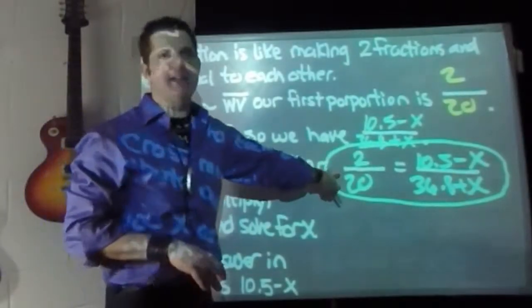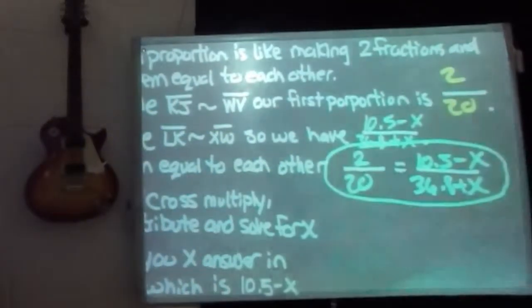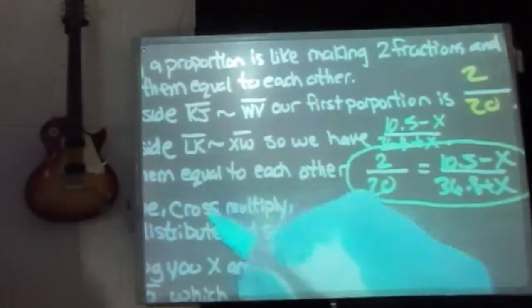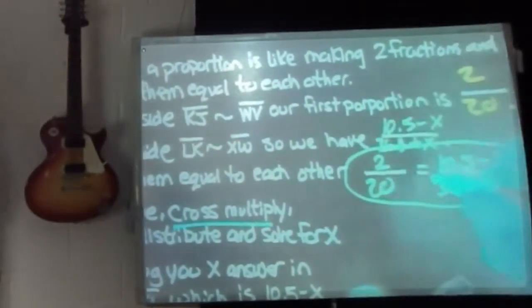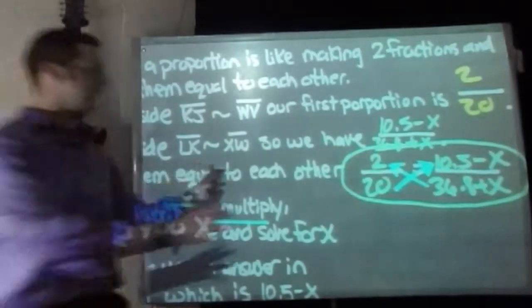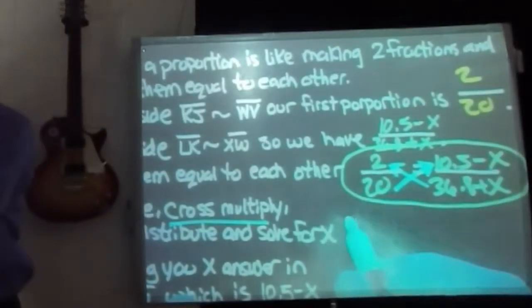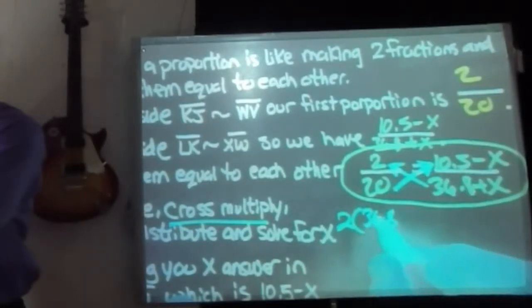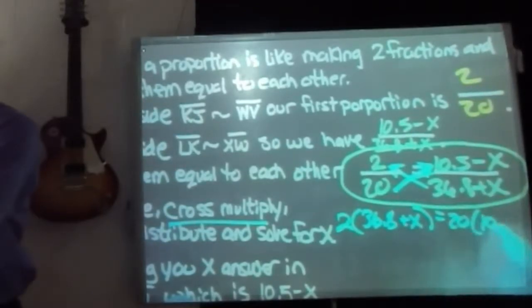Now, solving this takes us back to another thing that you probably heard a long time ago, which is called cross multiply. I know, it sounds awful, but watch. Cross multiply means take the denominator up here and take this denominator up here. That's like we're crossing. So this first one is going to be 2 times all that stuff in a parenthesis, 36.8 plus x. The other one is going to be 20 times the other stuff in a parenthesis.